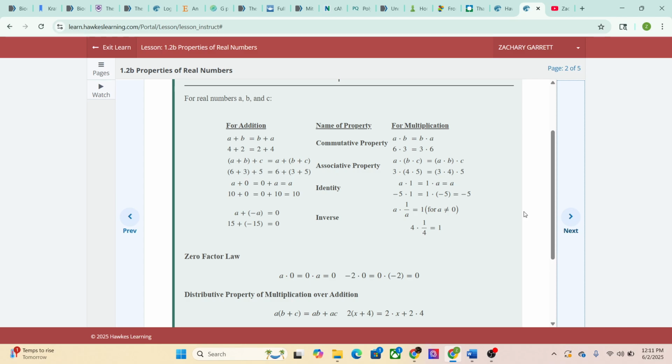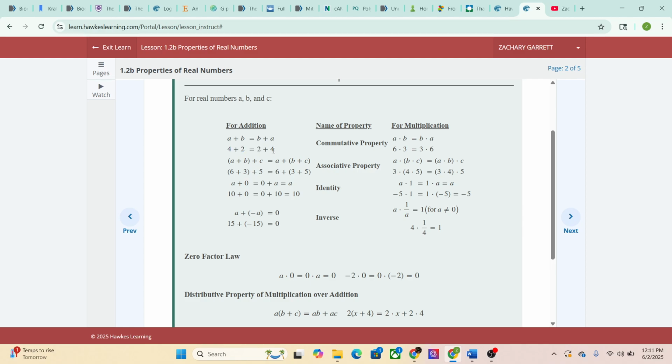For real numbers a, b, and c. For addition, we have the commutative property: a plus b equals b plus a, which there's an example here with numbers. 4 plus 2 equals 2 plus 4. These are both the same.